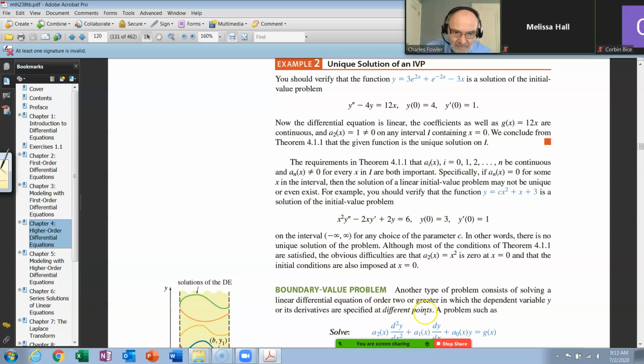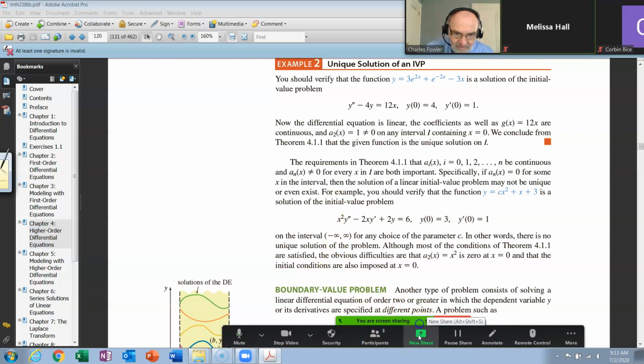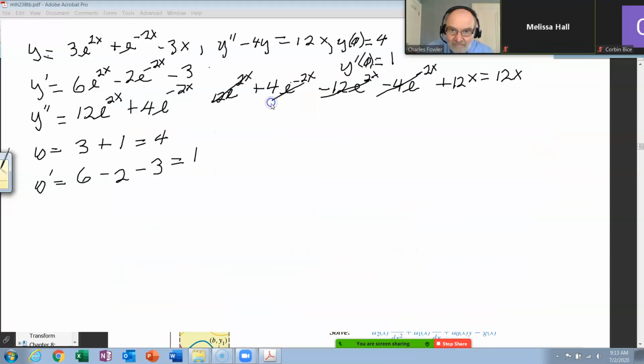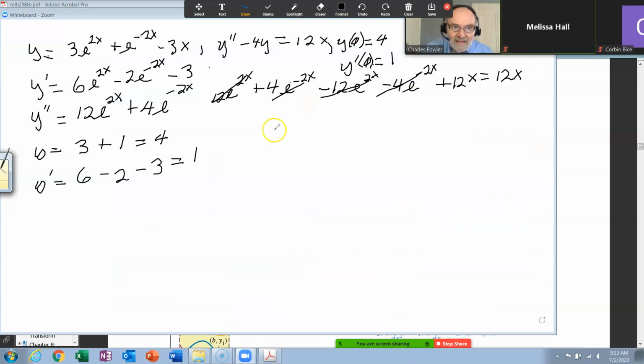So let's come down here and move our sharing back to the whiteboard. Okay, and of course Melissa's in the way again. So let me see if I can move us out of the way here.